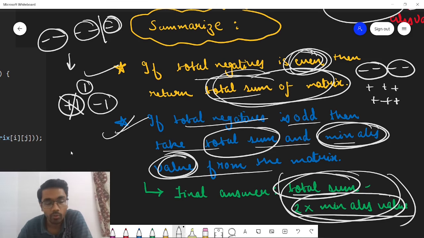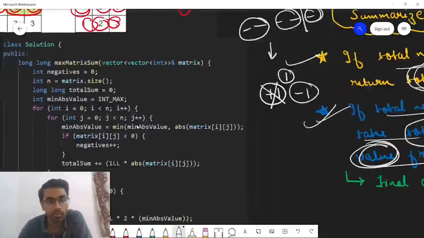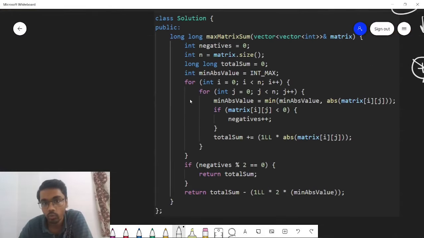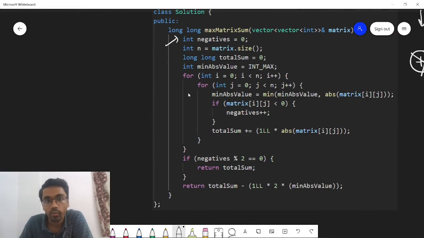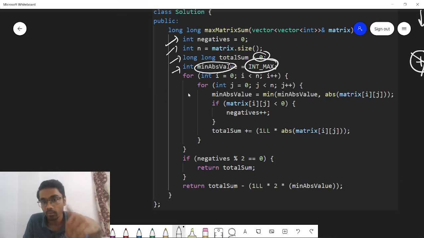So this was it for the explanation part. Let us see the code now, how we are going to do this. First we are keeping track of negative numbers, and I have declared n as the size of the matrix. I am also keeping track of the total sum, initialized to 0, and the minimum absolute value initialized to int max, because we want this value to be as small as possible, so we initialize it with as large a value as possible.